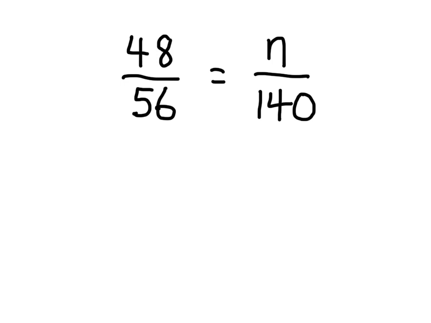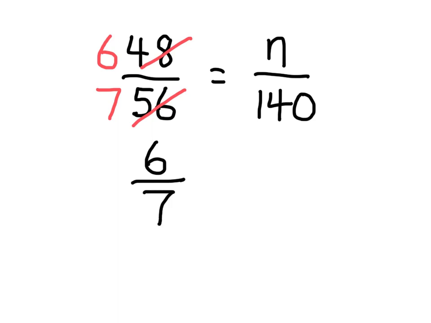Welcome back from pausing the video. Let's try reducing 48 over 56. If we divide 48 and 56 by, let's say, 8, this will reduce to 6 over 7. All right, now we have a proportion where we can use the giant 1 method.